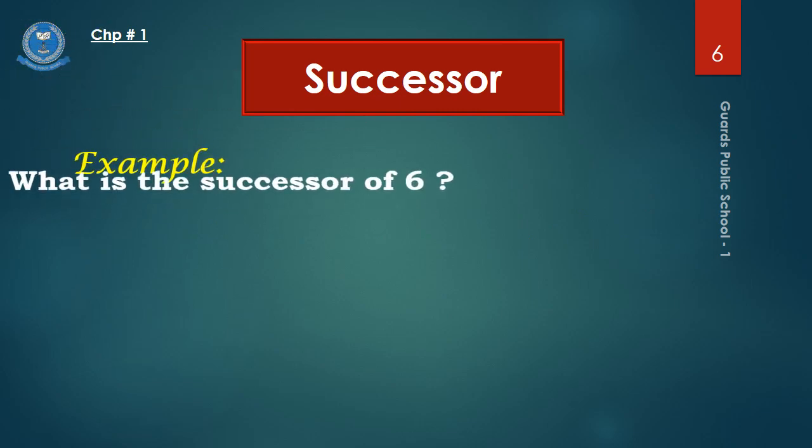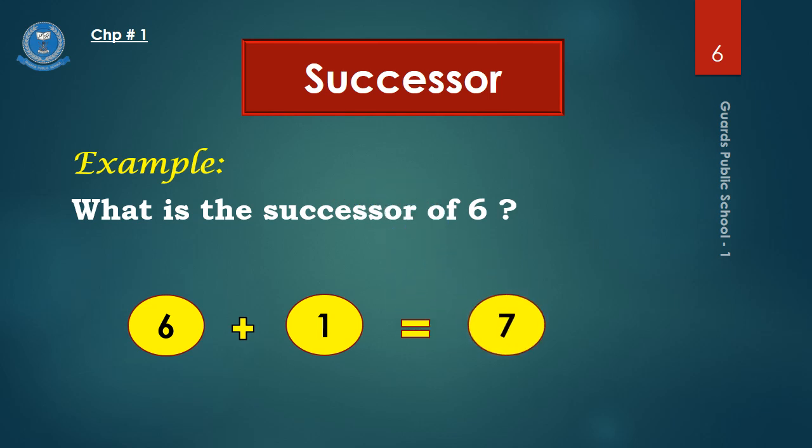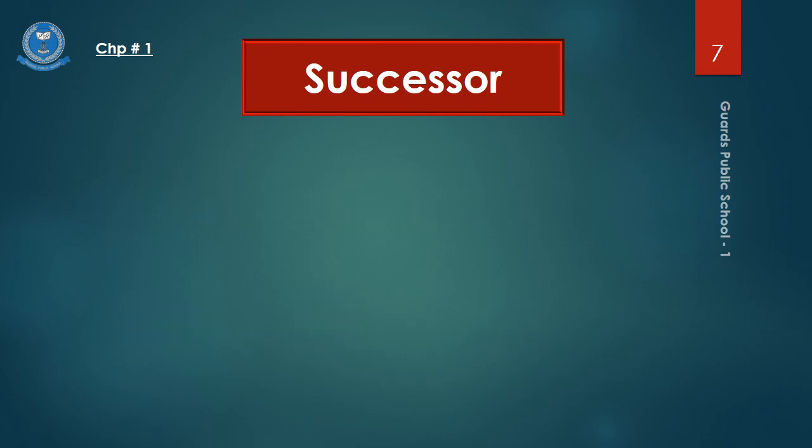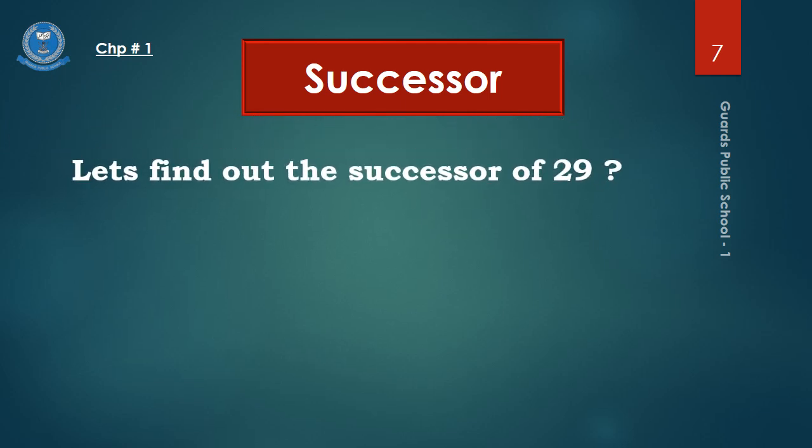What is the successor of 6? If we add 1 to 6, which is equal to 7. So the successor of 6 is 7. Students, what did we do to find the successor of 6? Yes, we added 1 to the number. Let's find out the successor of 29. Yes, the successor of 29 will be 29 plus 1, that is equal to 30.